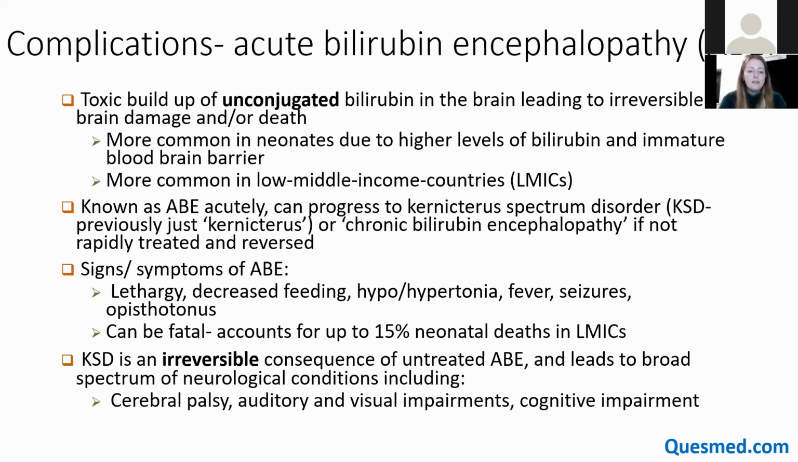So signs and symptoms of ABE include lethargy, decreased feeding, abnormal tone, hypo or hypertonia, fever, seizures, and this thing called opisthotonus, which is basically when you get severe hyperextension and spasticity, which leads to a sort of arching of the neck, head and spine.